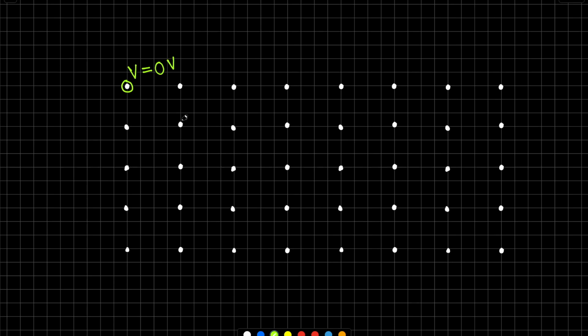What about other points? All of them will be 0 because we don't have a charge. V equals 0, V equals 0, V equals 0, V equals 0. I'm going to bring in a charge, a positive charge, to my universe. So I have placed a positive charge here.